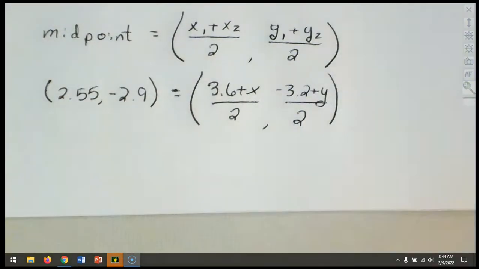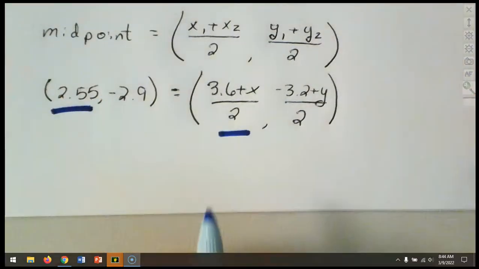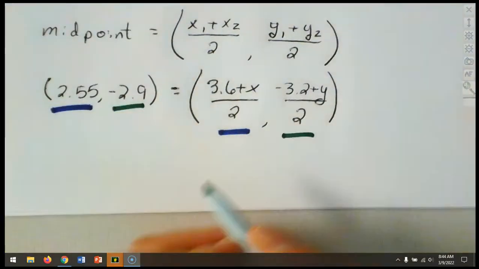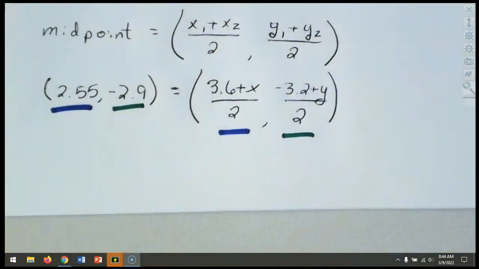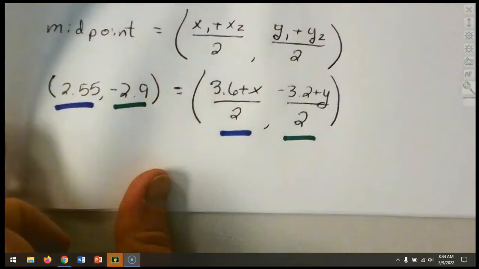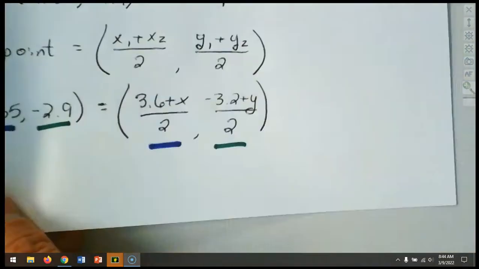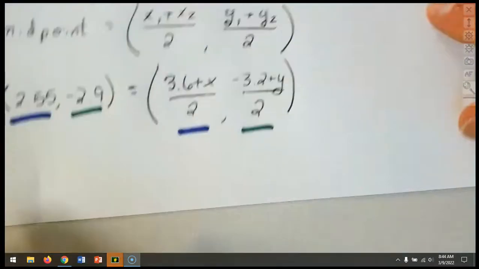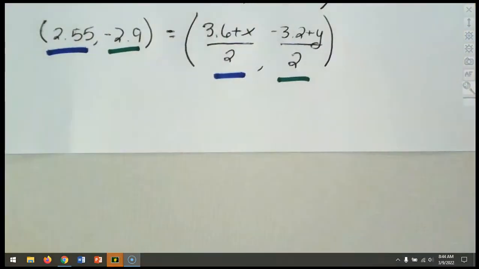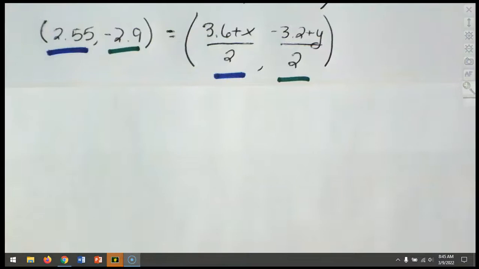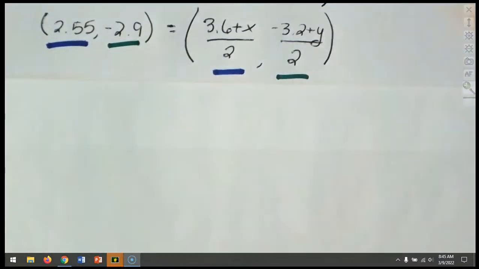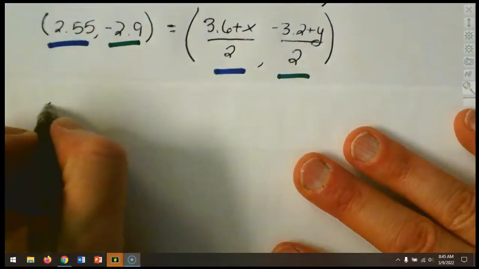Now, what we do is we separate them out. So the x part's in blue, the y part's in green now. So let's write out our two equations. We'll solve each equation independently of the other, and then get our two answers for the x part and the y part. Okay, so I'll do the x part first.